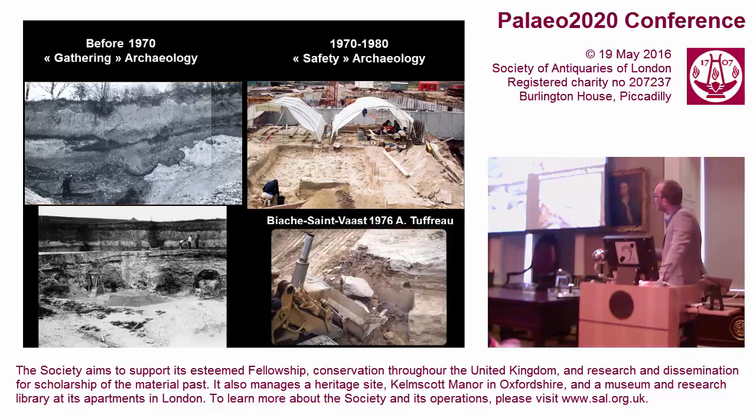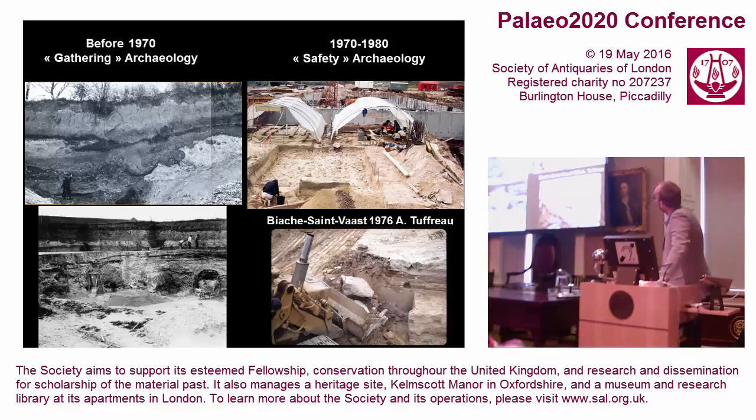So our current methodology comes from a long background going back to the 19th century, but also we have a long experience before 1970 with what I call gathering archaeology. At this time period, we just gathered information from archaeological sites due to their destruction. The sites were destroyed by, for example, quarries of clay and gravels, and the antiquaries and Palaeolithic specialists of this time period just bought the objects coming from the workers of the quarry exploitation.